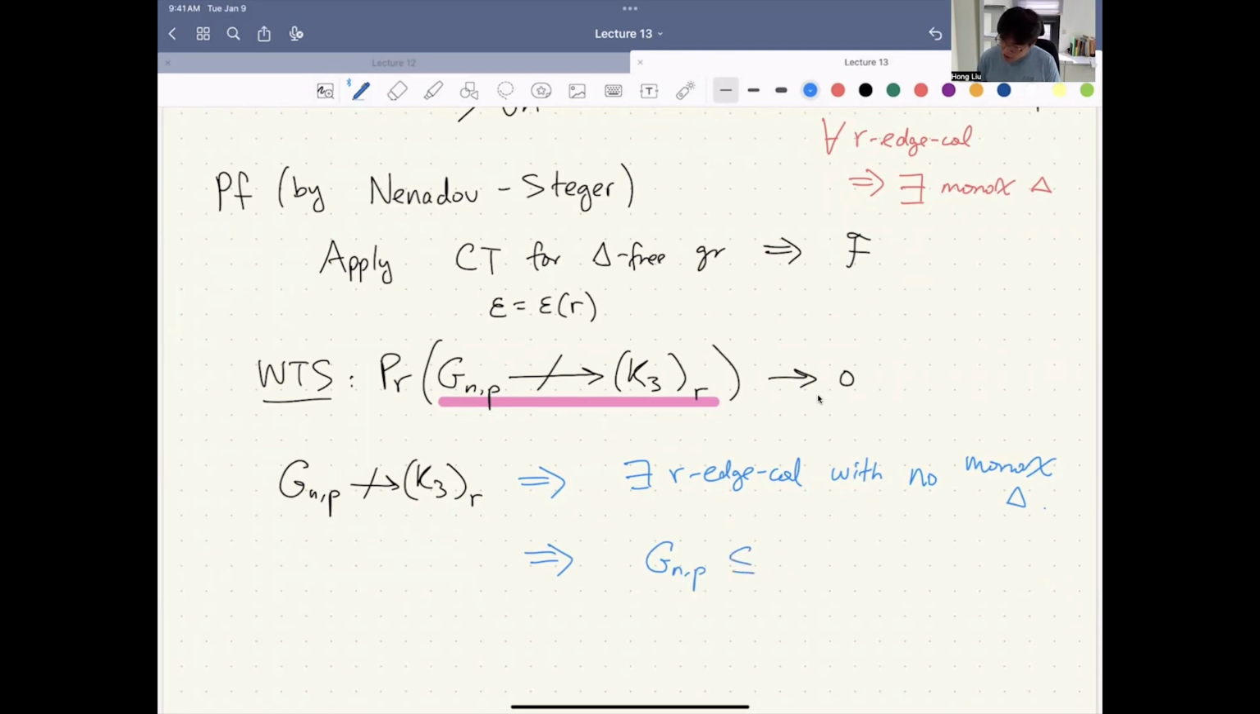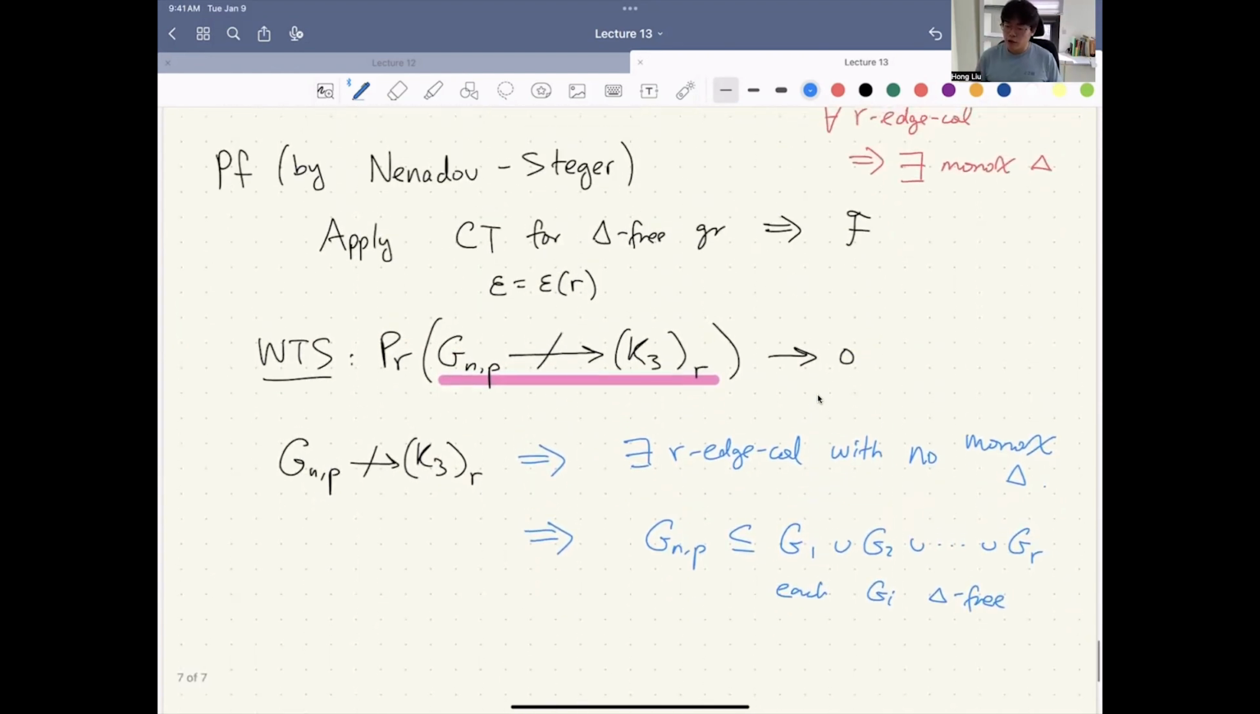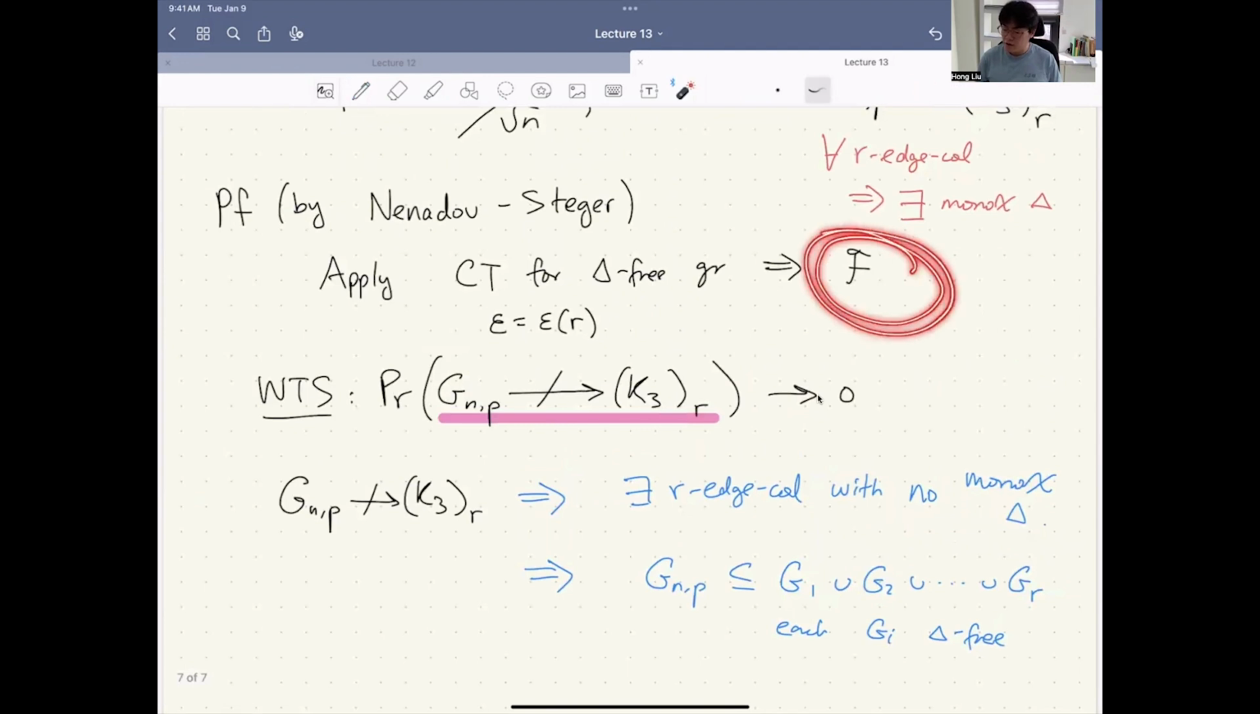That means if you take each one of these r color classes, each color class is a triangle-free graph. So the edge set of G(n,p) can be decomposed into r triangle-free graphs. So it's a subgraph of G1 union G2 union up to Gr. Each Gi is triangle-free. Okay? But what do we know about triangle-free graphs? Each is contained in the containers.